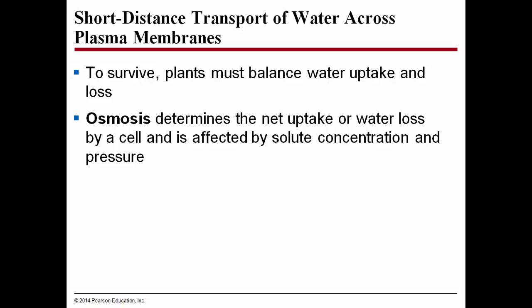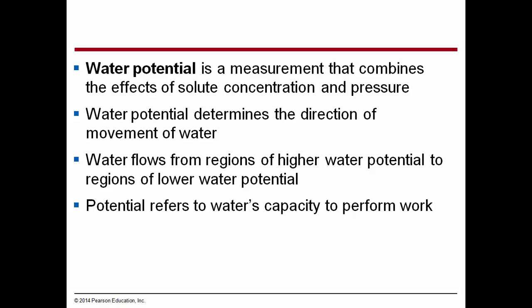Osmosis determines the net uptake or water loss by a cell and is affected by solute concentration and pressure. Water potential is the measurement that combines the effects of solute concentration and pressure. Water potential determines the direction and movement of water. Water flows from a region of higher water potential to regions of lower water potential.